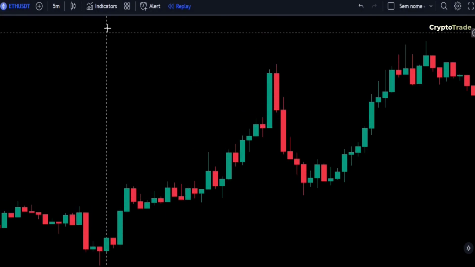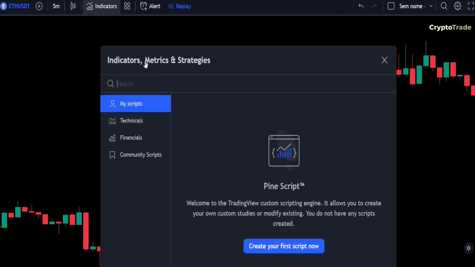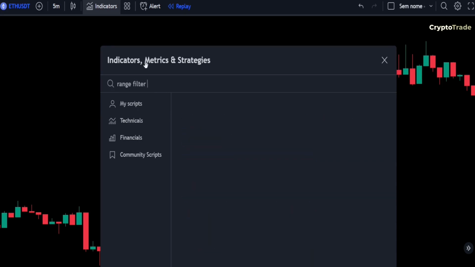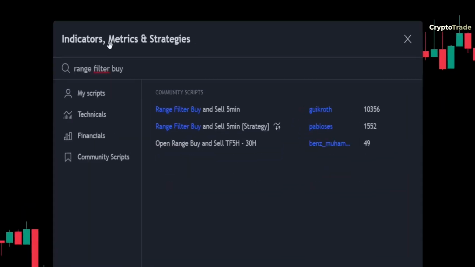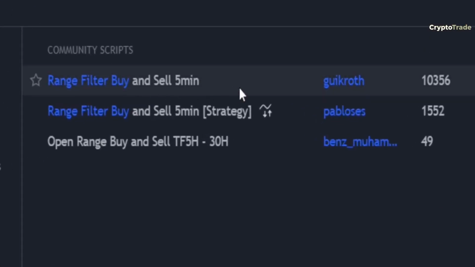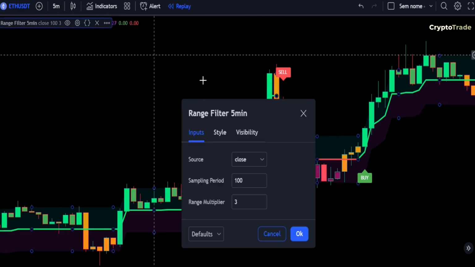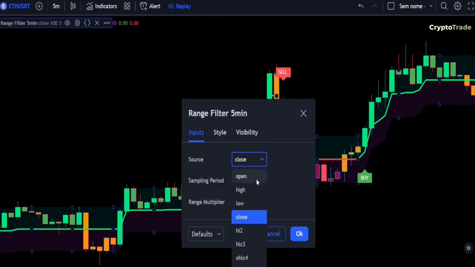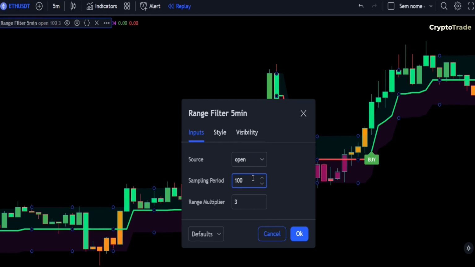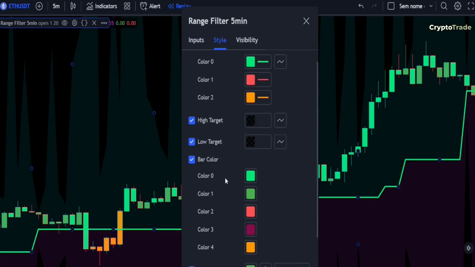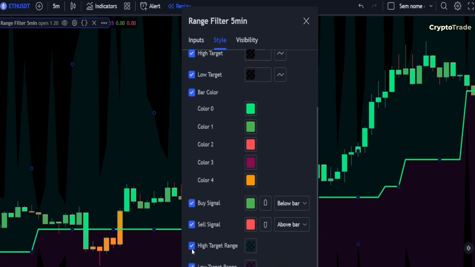To add the first indicator to the chart, open the indicator search bar in TradingView and type Range Filter Buy and Sell 5 minutes. Select the indicator as shown in the video. Click on Settings and in the Inputs tab, change source to open. Change sampling period to 1 and range multiplier to 20. In the Style tab, unselect the high target range and low target range boxes.